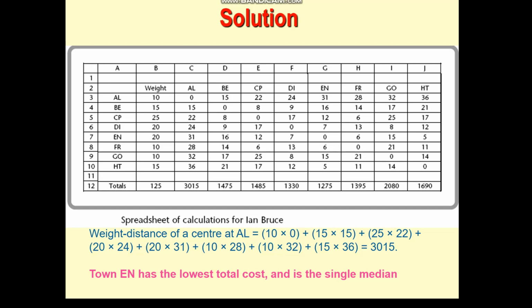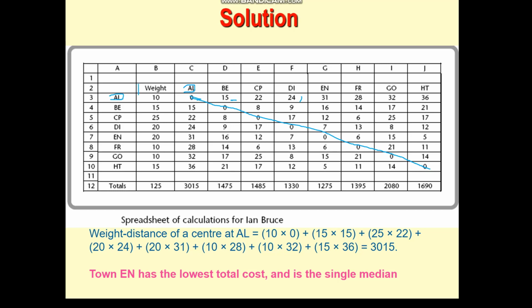So here we can see from AL to AL is always 0, right? Then AL to BE is 15, the smallest distance. AL to CP is 22, AL to BI is 24. This one is the distance matrix. If you want to check if it's correct or not, you can check the first slide. A distance matrix is correct when this diagonal line has to be 0.